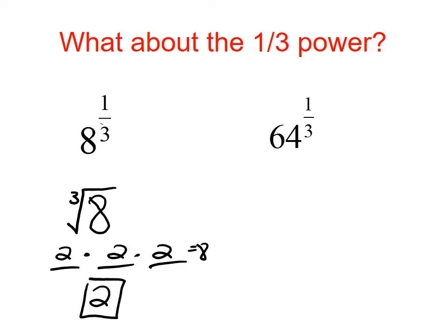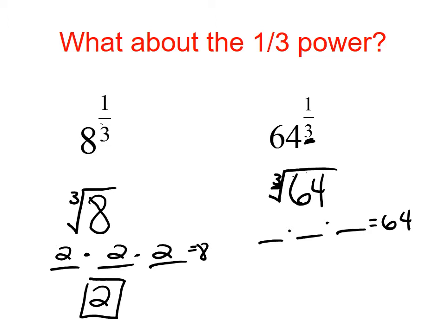Let's take a look at 64 to the 1/3 power. I would rewrite that as the cubed root of 64. That 3 becomes my index. What number times itself 3 times gets me to 64? And in this case, it would be 4 times 4 times 4. So the cubed root of 64 is 4.